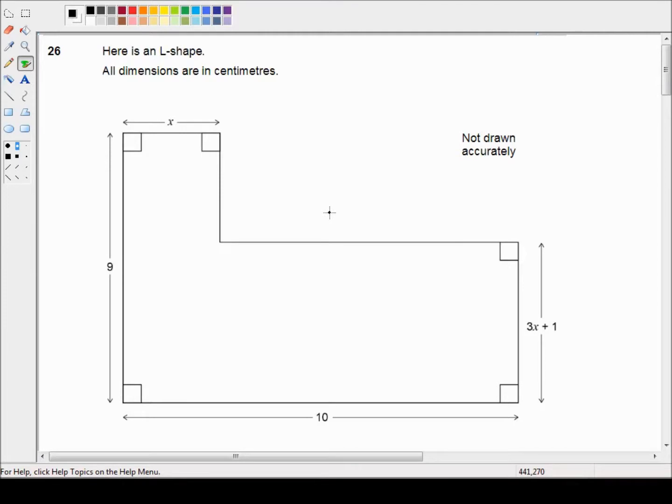This is the June 2017 past papers. It's the third paper in the higher tier. It is a calculator paper, so we are allowed to use calculators. And we pick it up in question 26, which reads, here is an L shape. All dimensions are in centimetres.